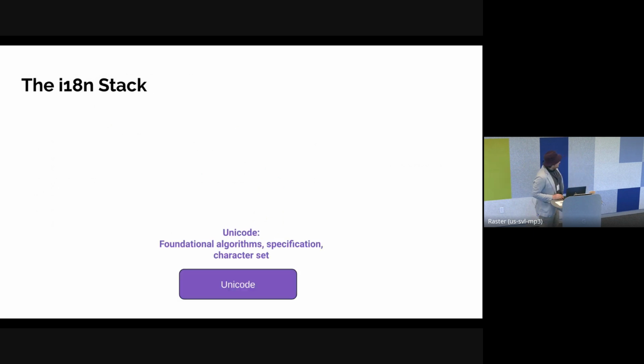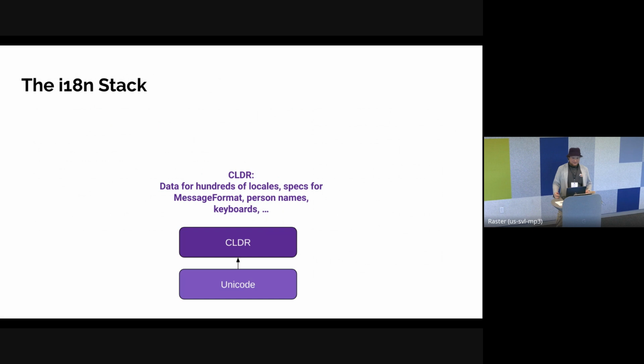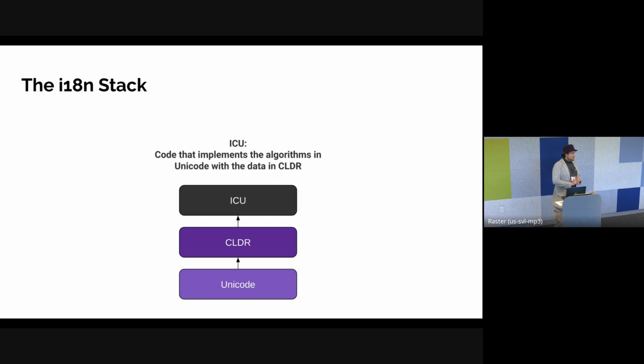So I'm just going to briefly go over the i18n stack. On the bottom of the stack, we have Unicode, which provides the foundational algorithms and specification that we build on top of when we build i18n libraries. But on top of Unicode, we've got the CLDR, the Common Locale Data Repository, which has data for hundreds of locales, as well as text for person names and message formatting, keyboards, and many other things. On top of CLDR, we've got ICU, including ICU4X. This is the code that implements the algorithms that are in Unicode with the data that's in CLDR. So it sort of takes those parts, puts them together, and gives us libraries that do cool things.